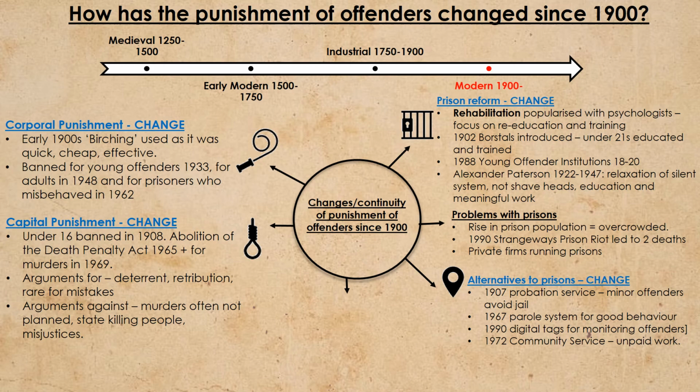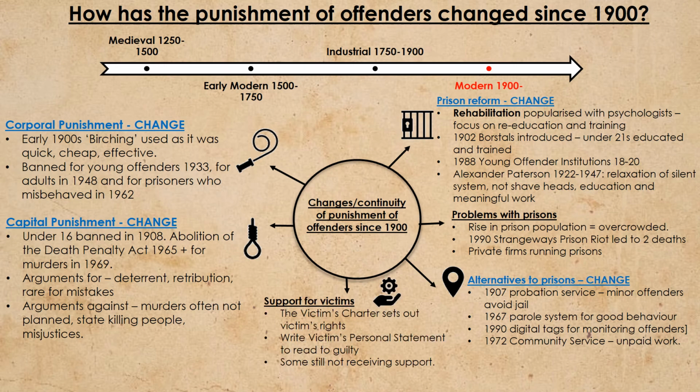In 1990, you get digital tagging. This is the electronic ankle tags that you might have seen on the news, where we can know the location of offenders at all times of the day to make sure that they're doing as they should be. And in 1972, you get what is known as community service, which is unpaid work, normally for minor offences. The idea behind that is it gives back to the community, it rights the wrong of the crime, and again, it avoids a jail sentence.